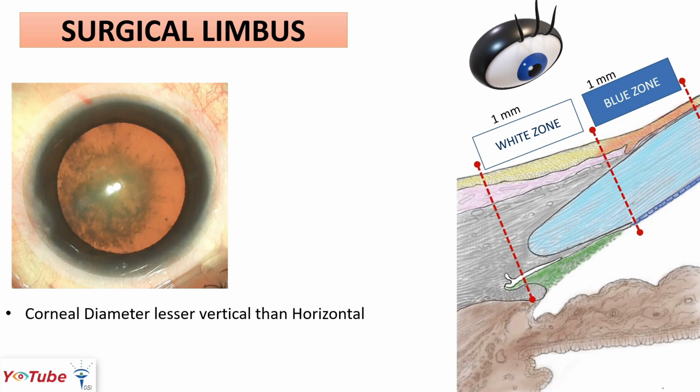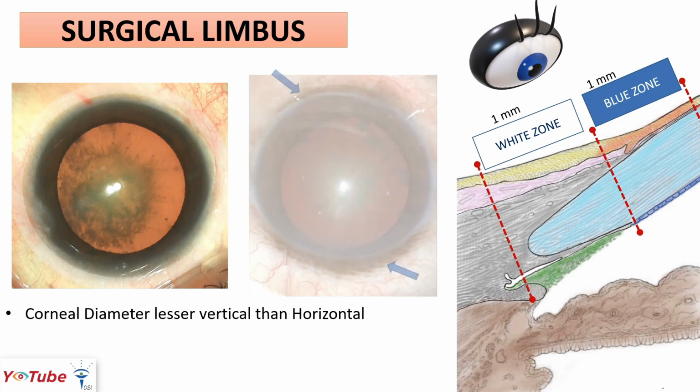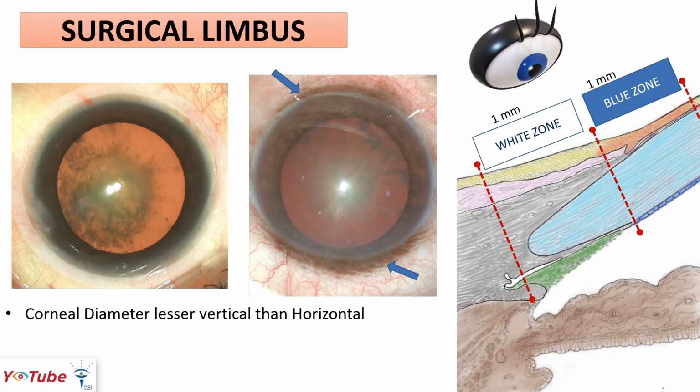The reason why the blue zone appears blue is because we are seeing basically the clear corneal stroma which is beneath the epithelium. So it partially transmits light through it, giving a translucent blue appearance as you can see. But the white zone, we are seeing the scleral fibers from above, so it makes it opaque and hence the color is white.